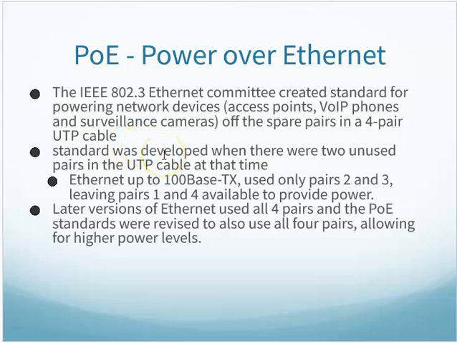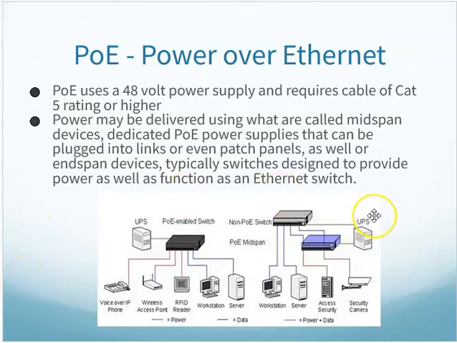The standard was developed when there were only two unused pairs in my data cable, because 2 were being used for data and the other 2 were empty. As they moved on to later versions of Ethernet, where you start using all 4 pairs, the Power over Ethernet standards were revised to allow the use of all 4 wire pairs to handle power along with the data. So Power over Ethernet is usually using 48-volt power to power things like IP phones, access points, etc.